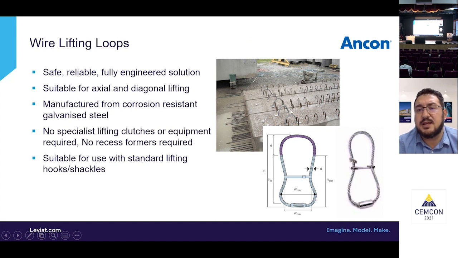With lifting loops, they're generally designed to protrude from the top surface of the element, and so they're typically more suited for semi-precast beams or beam girders for large infrastructure projects, where an additional topping layer is going to be poured on top, and so you don't need to cut away the loop, right? Because it will then be buried in the topping layer. For most sizes, no specialist lifting clutches or equipment is required, or any particular recess formers, so they're quite easy to install, and they can be used with standard lifting hooks or shackles.